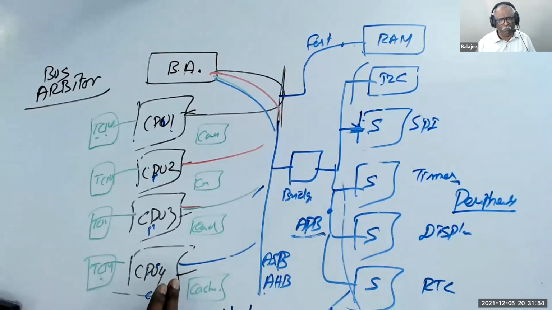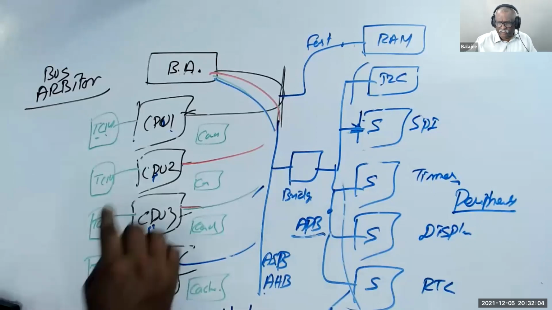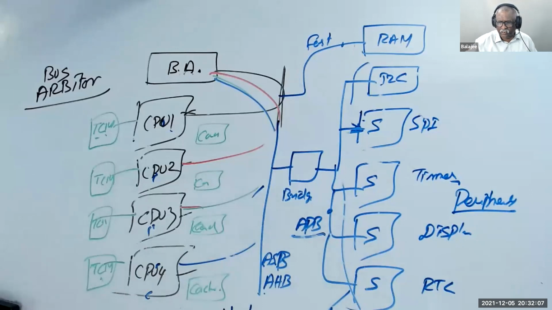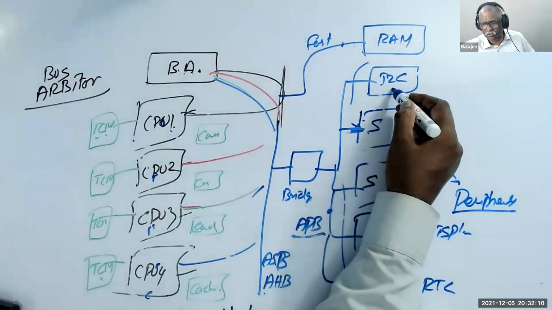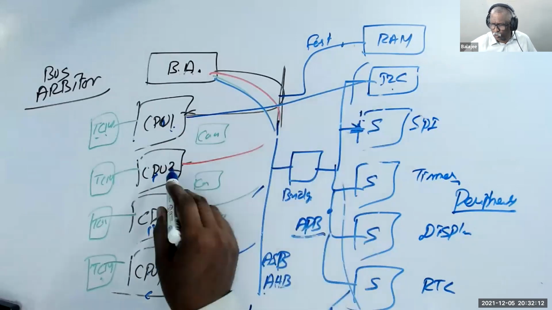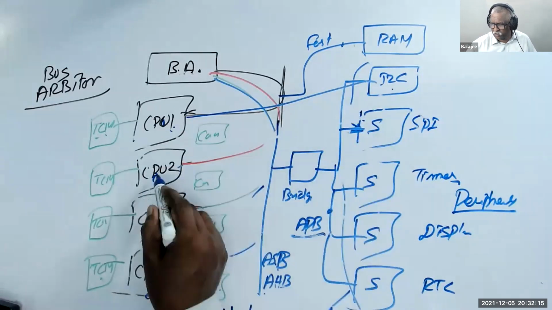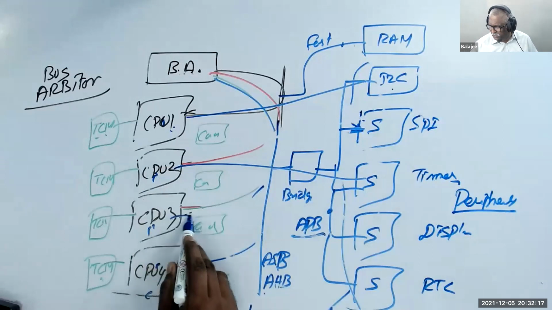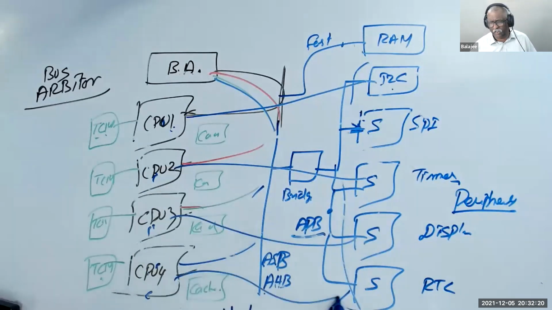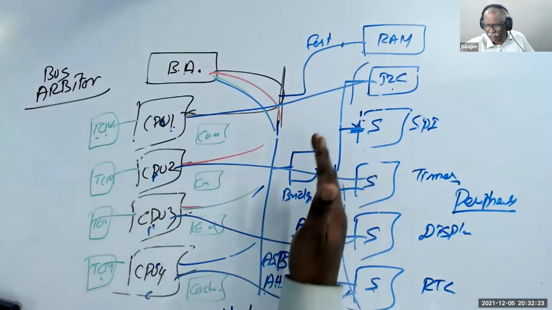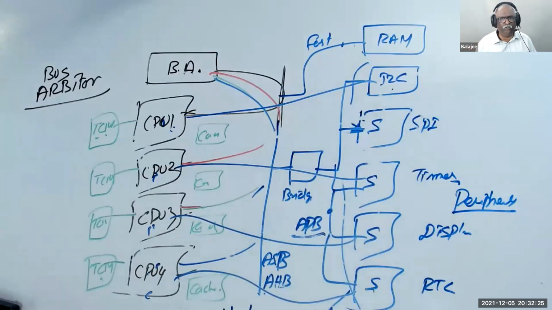So you see here, there's a problem. Do you see what the problem is here? Can you tell me one problem? Only one CPU can get the bus. Let us say that CPU 1 wanted to access the I2C, and CPU 2 wanted to access the timer, and CPU 3 wanted to access the display, CPU 4 wanted to access RTC. All 4 wanted to access different controllers. But unfortunately, there's only one bus.